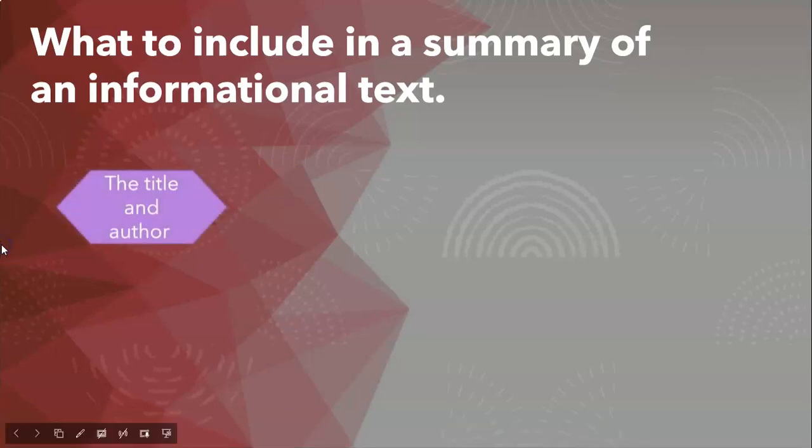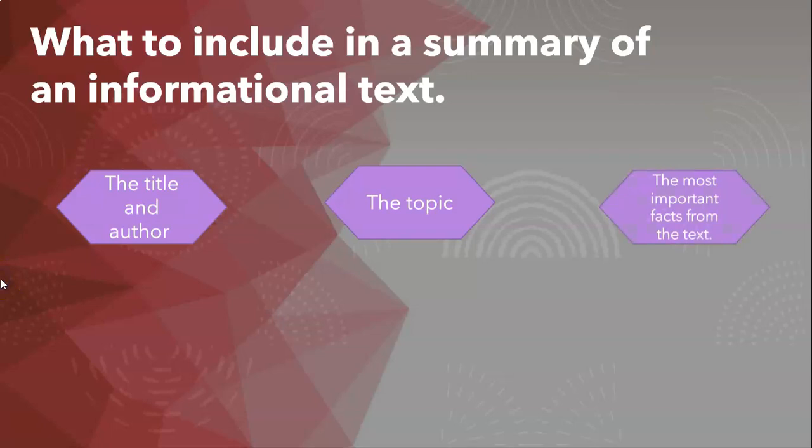Okay? First thing, the title and author of the book. Second thing, early on, probably the second sentence of our summary, we want to establish the topic of the text. Now we want to share the most important facts from the text. And moving on, we want to show how the book is organized.